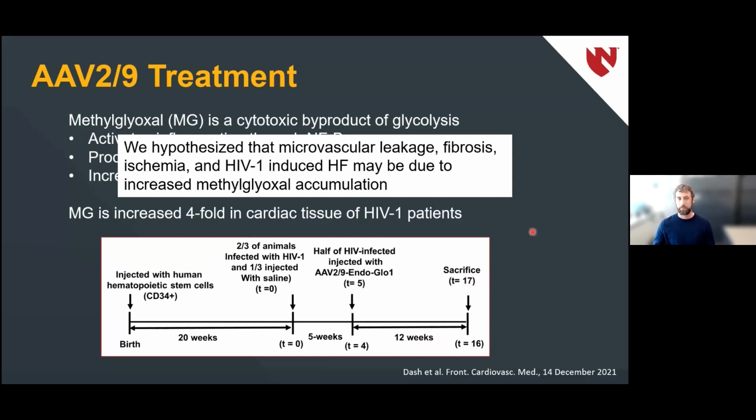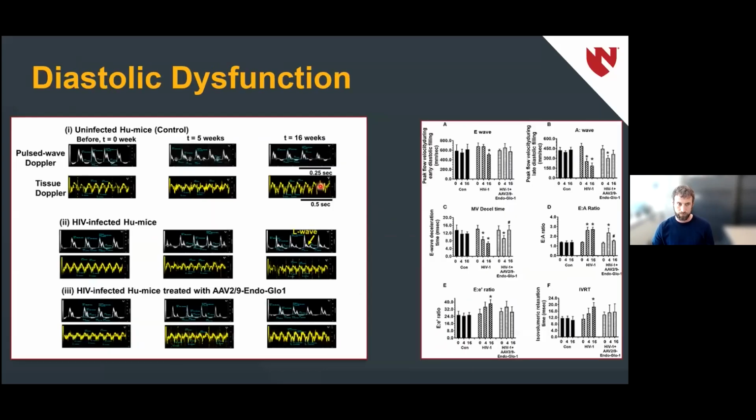Here we hypothesized that the microvascular leakage, fibrosis, ischemia, and HIV-1 induced heart failure may be due to increased methylglyoxal accumulation. Again, we started by looking at the diastolic dysfunction. The top shows the uninfected mice had no change in any of the diastolic parameters. The middle is the HIV-1 infected mice at weeks 0, 4 or 5, and 16. And the bottom is the humanized mice that were treated with the adenovirus.